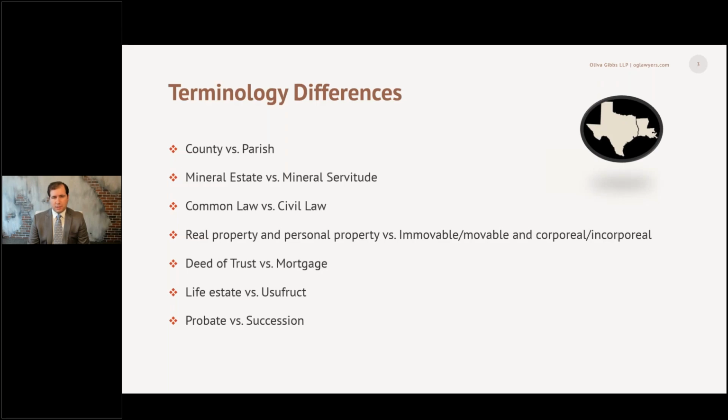Texas has deeds of trust. In Louisiana, they refer to them as mortgages. In Texas, there's a life estate. Louisiana has a similar concept, but it's subtly different, called usufruct. And in Texas, you have probate. In Louisiana, you have succession. These are just a couple of quick terminology differences, just to let people know.